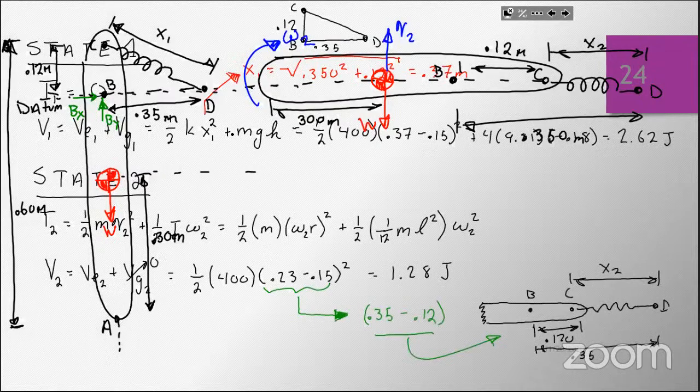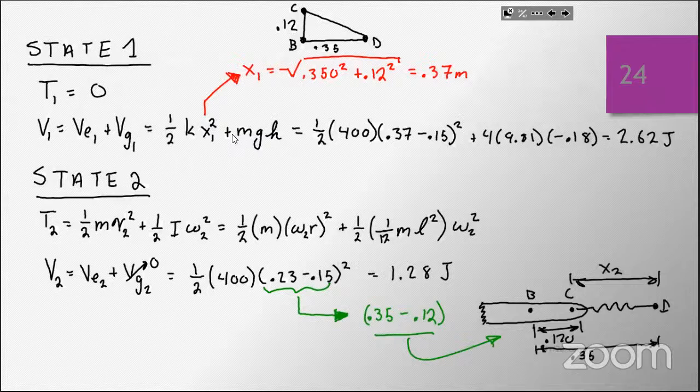So remember, when we're tracking rigid bodies, we do all of the energy based off of the center of gravity. Okay? Do all of your potential energy calculations based off the center of gravity. So T is equal to 0. V1 is V elastic plus V gravitational, which is 1/2 kx1 squared.